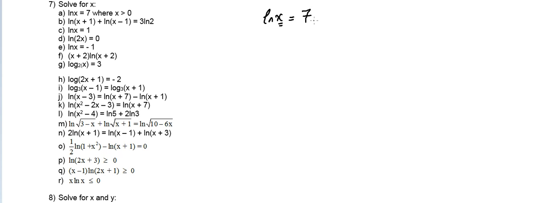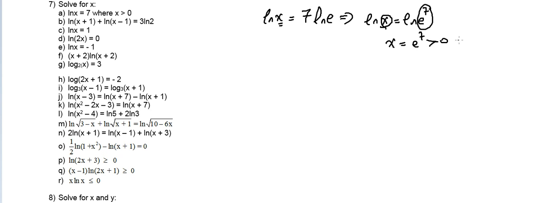We can say ln x equals 7 ln e, simply because ln e is equal to 1. Multiplying 1 by 7 will not change the equation. This means ln x is equal to ln e to the power 7. This is a property, it's a rule: ln e power 7 equals 7 ln e. Now we can compare directly the x with the e power 7. Then x will be equal to e power 7 and it is positive, so it is an accepted value.